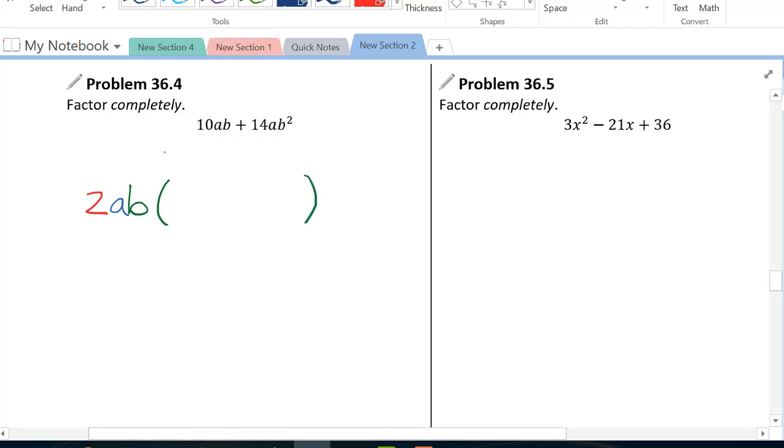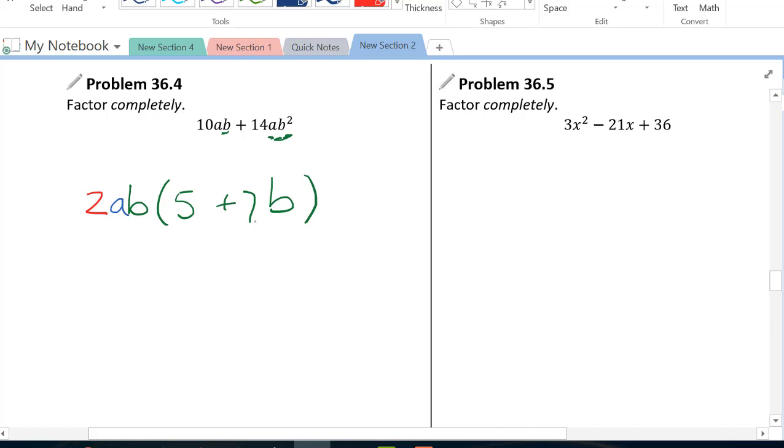Now what happens when I pull out 2AB? I'm going to be left with 10 divided by 2, which is going to be 5. I pull out an A, no more A's. I pull out a B, no more B's, right? Plus 7, I'm pulling out an A, no more A's. And then now there's a B squared here, so I'm pulling out one of the B's. So then I just get B.